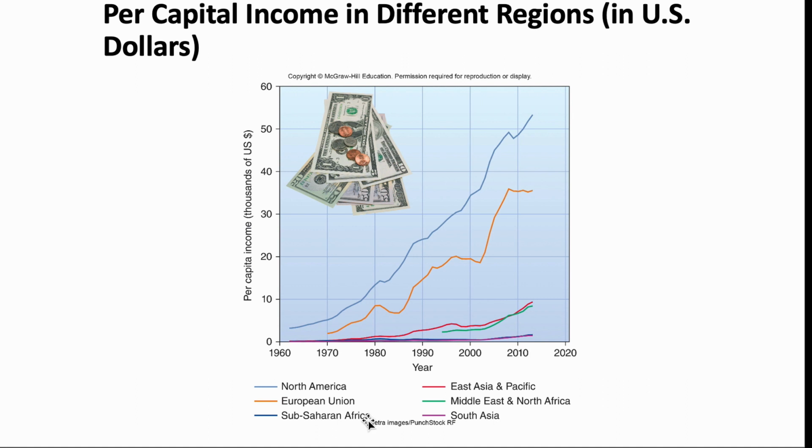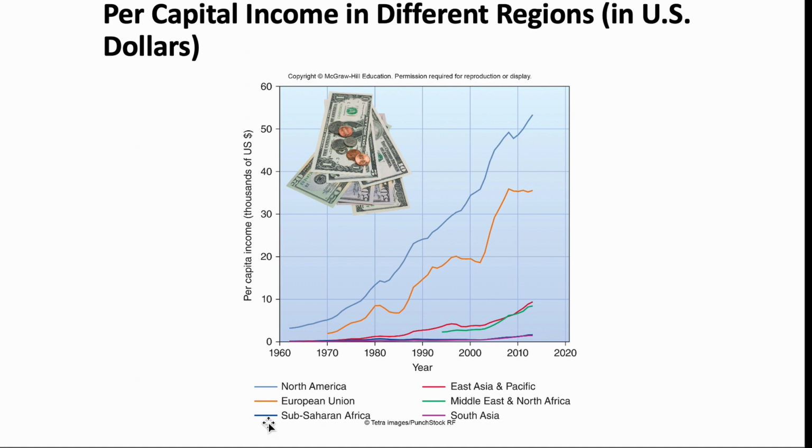And North America and Europe have been developed for quite some time, and that's why their GDP per capita is much higher than the rest of the world. East Asia and the Pacific. Central Asia is not up here. That'd be interesting to see.